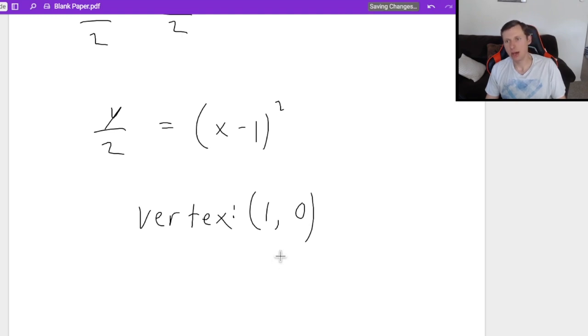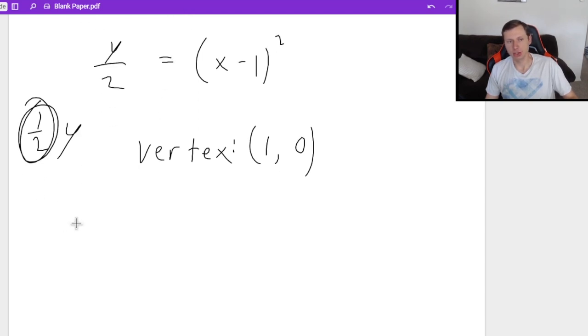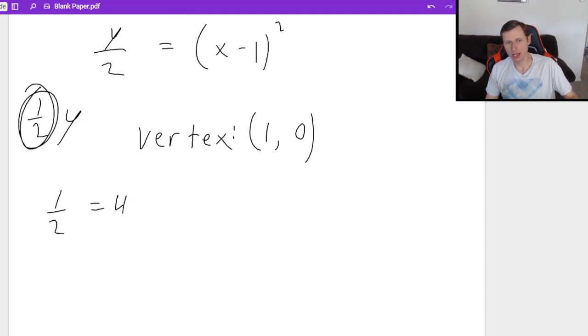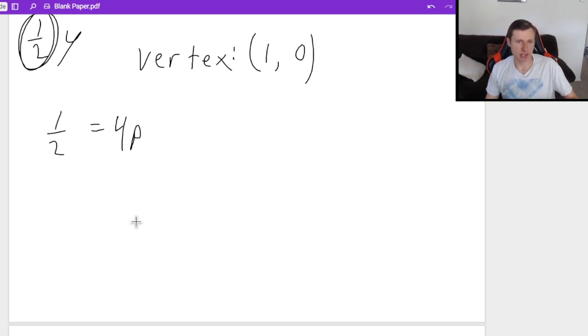Fantastic. Now I need to find the directrix and the focus. To do that, I need my p-value, because the p-value will help me find the directrix. So to find p, I'm going to set whatever's in front of my y equal to 4p. You'll notice there's nothing in front of the y, but there is. It's the 2 in the denominator. Really, it's 1/2 y. In other words, this 1/2 you set equal to 4p, and then you just solve for p.